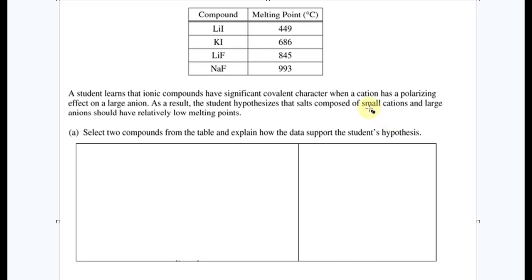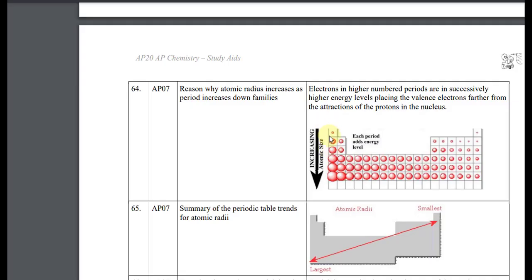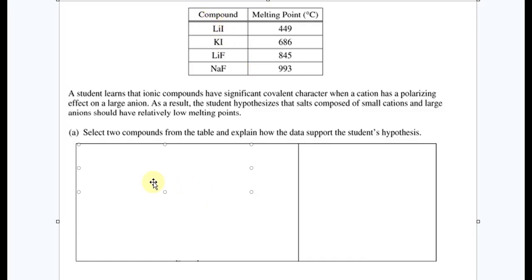Well, we need a compound that has small cations. Well, remember our table here, small cations. Here's our positively charged ions, so we need something that's lithium. So we're going to have a compound with lithium in it. And there's 2 of them here. There's lithium iodide and lithium fluoride. And look, one has a large anion, iodide ions. We remember again from our periodic table where iodine is, and one with a small anion, and that's what they're talking about. So those are the 2 to select.